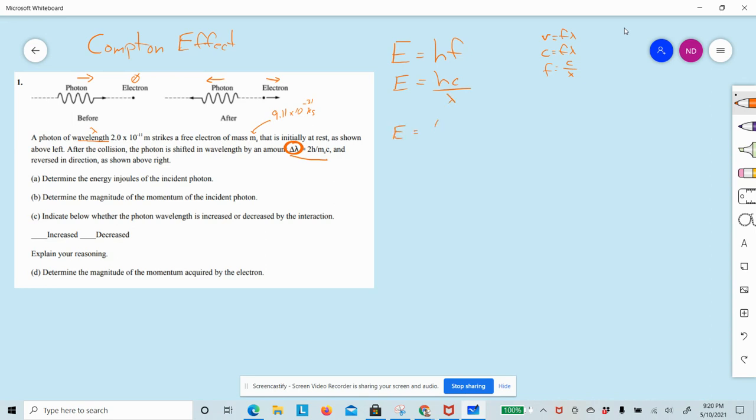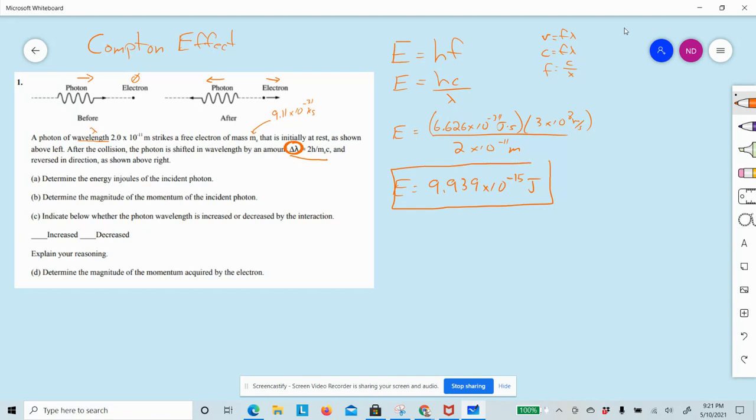So the energy of the incident photon will be 6.626 × 10⁻³⁴ joule-seconds, multiplied by c, 3 × 10⁸ meters per second, divided by the wavelength, 2 × 10⁻¹¹ meters. You do all that arithmetic, and you should come up with 9.939 × 10⁻¹⁵ joules. There's the answer to the first part of the problem.